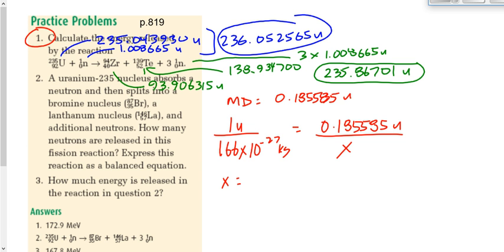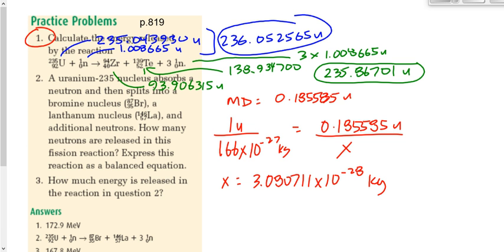Kira, what is it? Okay, 10 to the minus 28 kilograms. You would expect to get a number that's really, really small, right? So there's our mass defect. That's how much mass we lose in this reaction.